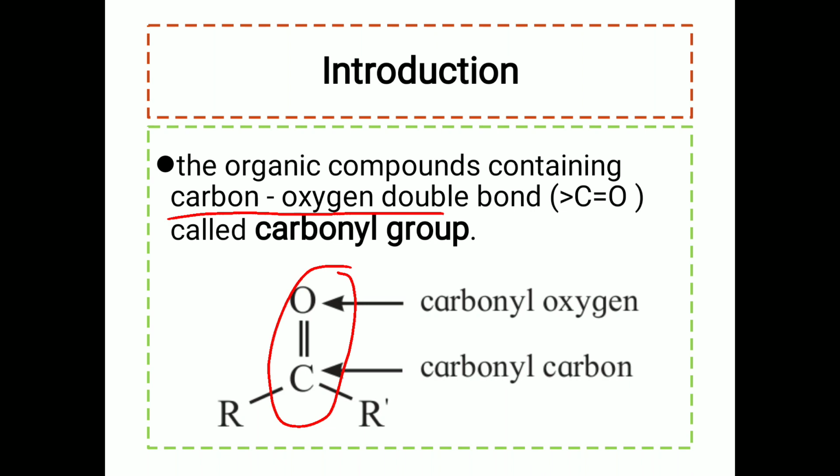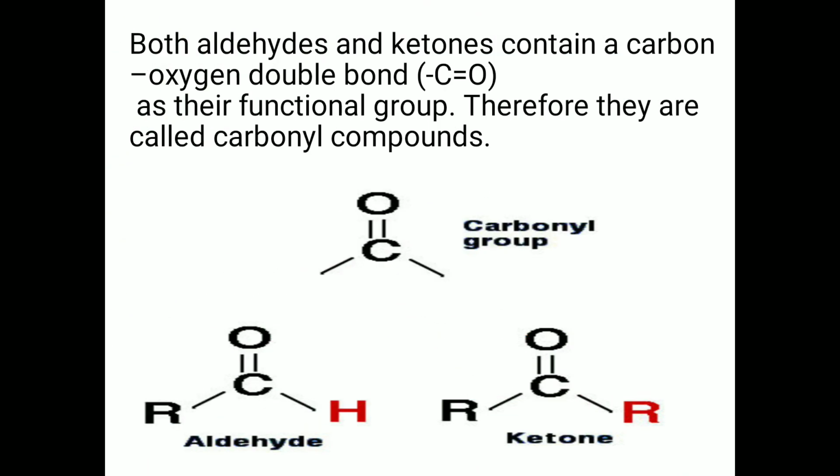Here we see that this is the carbon-oxygen double bond, and in the carbonyl group the carbon is known as the carbonyl carbon and the oxygen is known as the carbonyl oxygen. This carbonyl group is common in aldehydes, ketones and carboxylic acids. So all these are placed into the same chapter, that is aldehydes, ketones and carboxylic acids. All of these contain the carbonyl group. Both the aldehydes and ketones contain the carbon-oxygen double bond as their functional group. Therefore they are known as carbonyl compounds.